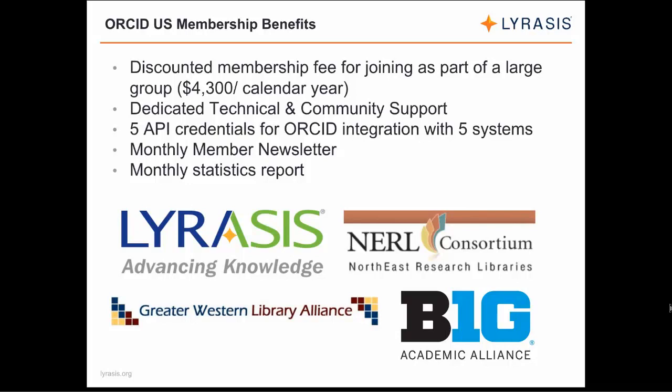And part of the membership includes 5 ORCID API credentials that can be used to integrate ORCID with 5 systems, like we talked about. And members also receive a monthly newsletter and a statistics report from ORCID, so you can stay in the loop with the global ORCID community and also keep track of ORCID adoption locally. And I just want to note that institutions do not have to be a member of any of these 4 consortia to join the ORCID US community. Now that we have this group, any research institution in the US can join the ORCID US community.